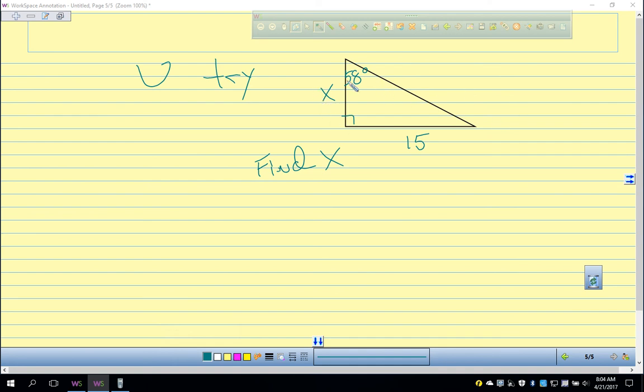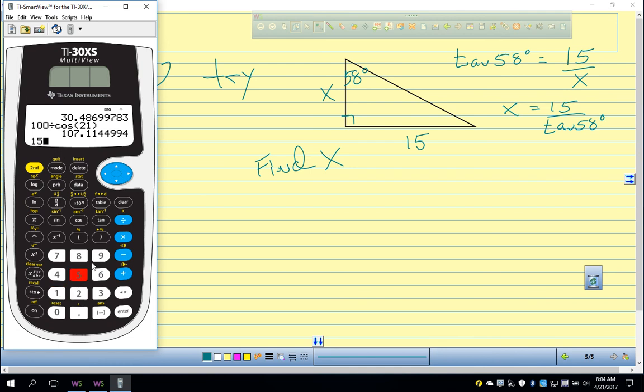Then you would write tangent of 58 degrees is equal to 15 over x. And then I can switch places. I get x is equal to 15 divided by the tangent of 58. Then I could take my calculator and say 15 divided by the tangent of 58, and I get that length is about 9.37.